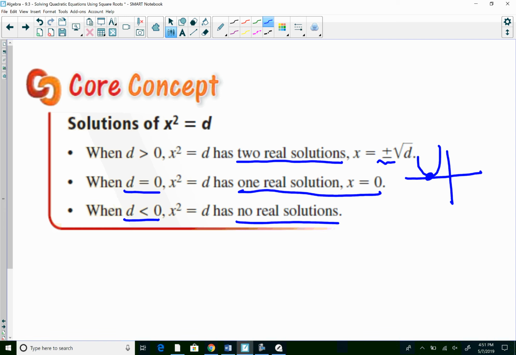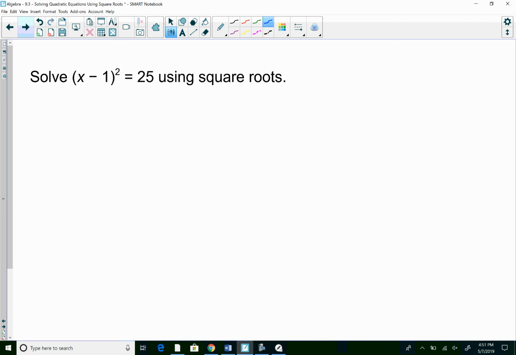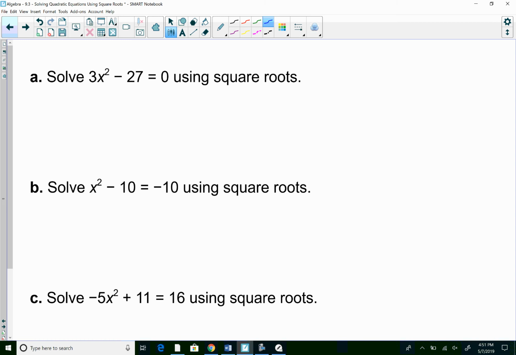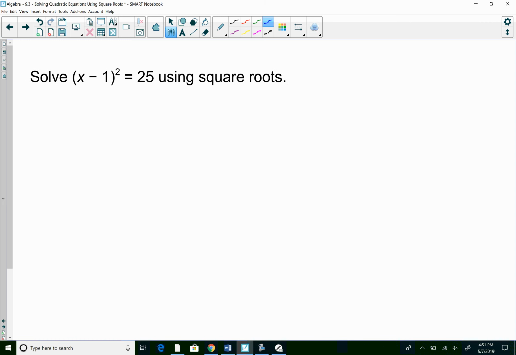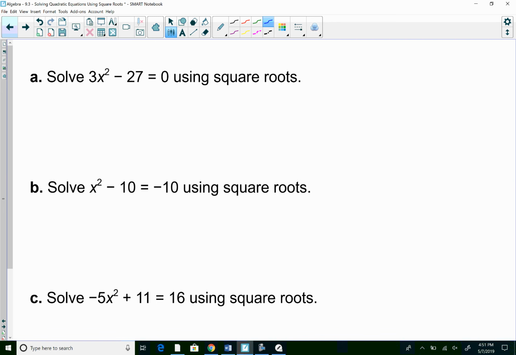On the next slide, we're going to go through 3 examples. The first 3 examples are going to give us 2 solutions, 1 solution, and no solution. Make sure you get this stuff written down. My goal is to get through these 3, and then I want to do one more example, and then I'll be done.